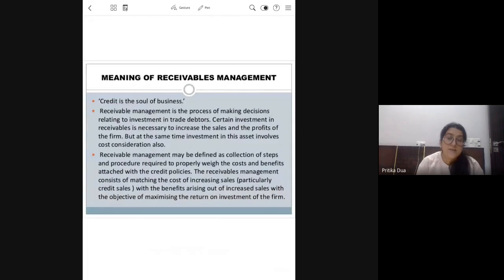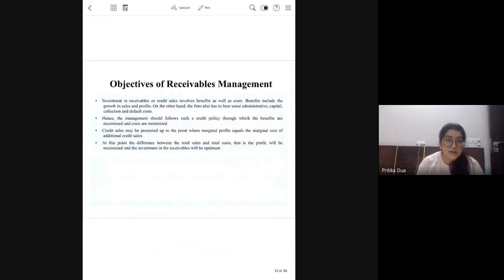Okay, objectives of receivables management. So there is a benefit involved, there is a cost involved. Cost, as we have discussed, benefit क्या होता है receivables का? इससे आपकी sales की value increase हो जाती है. So again a trade-off is involved. The cost benefit of receivables management needs to be balanced by the financial manager.